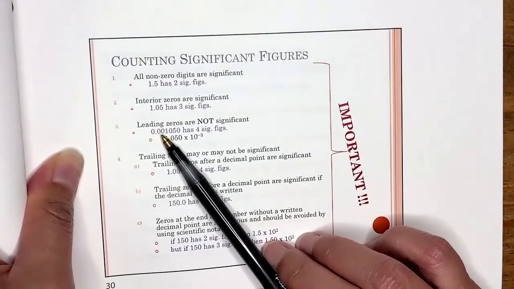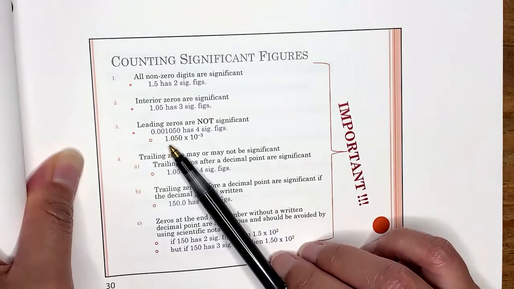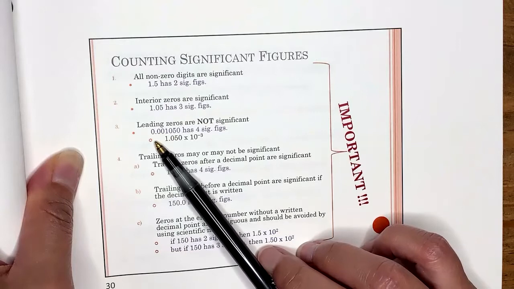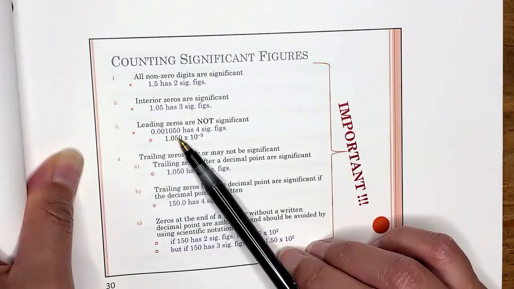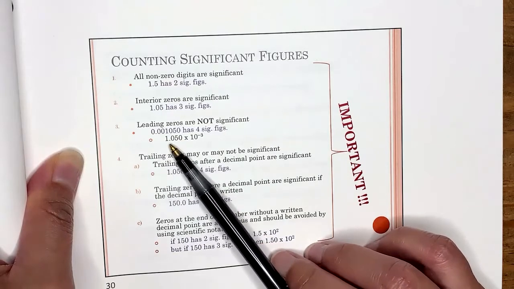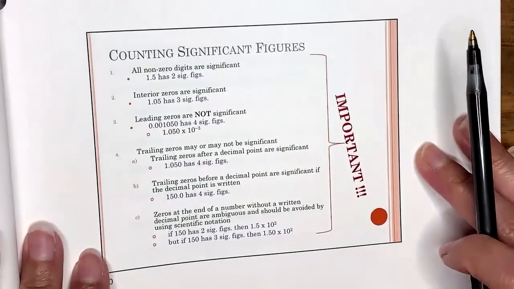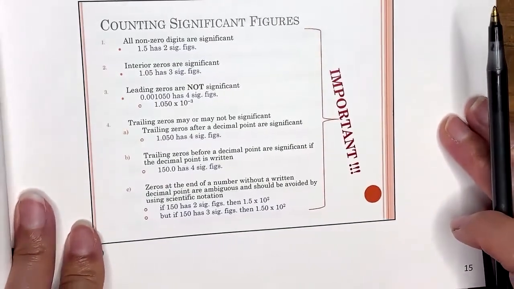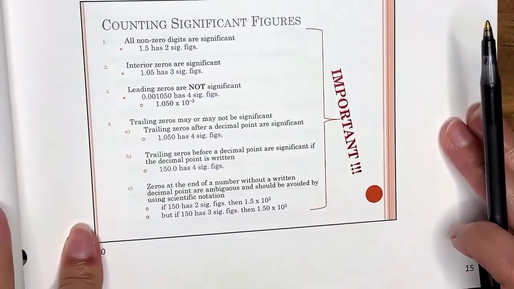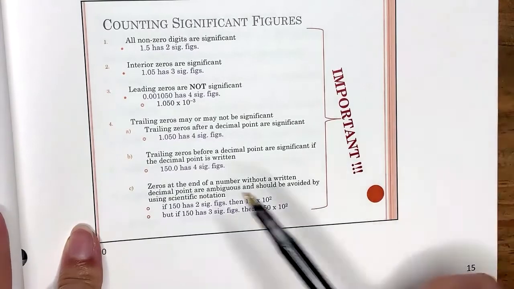Leading zeros are not significant, the ones in the front here. Why? Because when you write scientific notation, you don't write the zeros in the front. You just start from 1.050. You write the back ones, but you don't write the front. So in this case, you have 4 significant figures. That's a really good way to determine which zeros are significant or not. If you write it in scientific notation, it is significant. If you don't write it, then it's probably not significant.